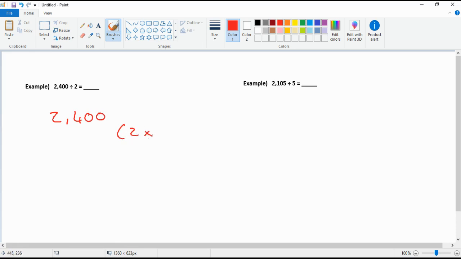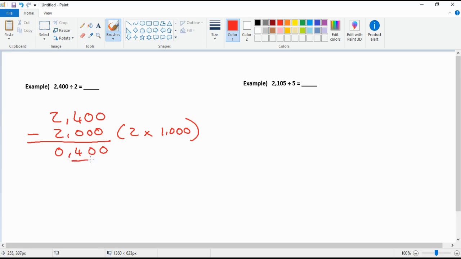I'm going to think, what can I multiply by 2 that's close to this, either close to this or the same number as this? Well, hopefully we know our multiples of 1,000. Well, 2 times 1,000 is 2,000. So I'm going to subtract that first. 0 minus 0 is 0. 0 minus 0 is 0. 4 minus 0 is 4. 2 minus 2 is 0. So I have 400 left.